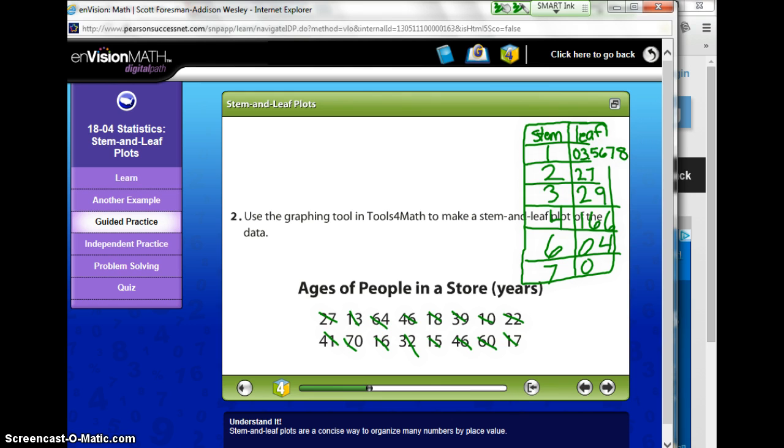Okay? Which stem has the least amount of leaves? Aaron P? The 7 stem. How many numbers are represented that are larger than 50? How many numbers represented are larger than 50? Aiden? 3 numbers. 60, 64, and 70. Okay, good work, you guys.